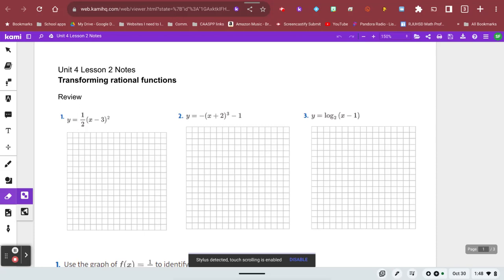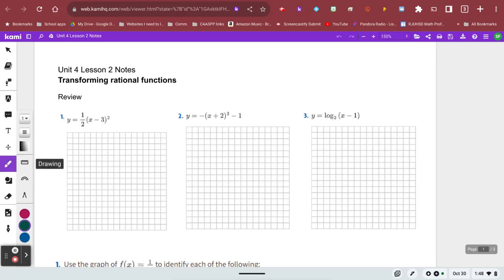Okay, we're going to be working on Unit 4, Lesson 2. This is going to be on transforming rational functions. So just as a review, we're going to look over how we did it for previous equations. So the first thing we want to do is draw our lines. Let's just go ahead and draw our lines for the x and y axis. Just going to go straight across and do all of them.